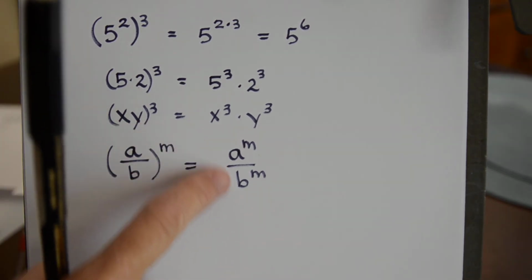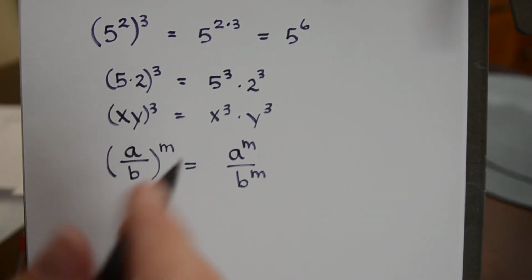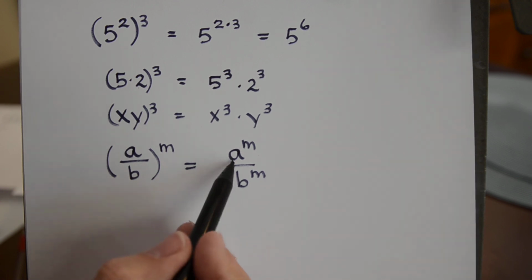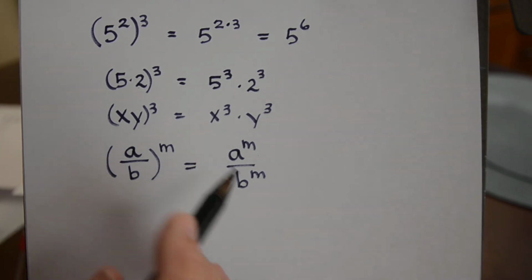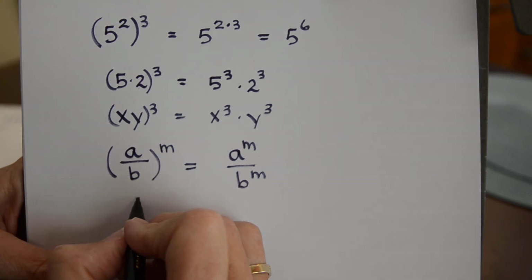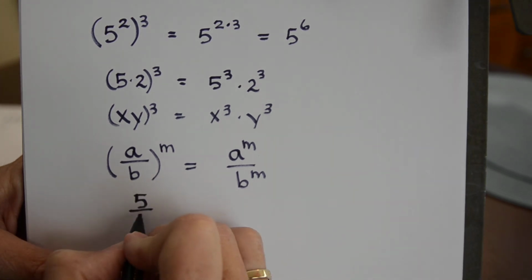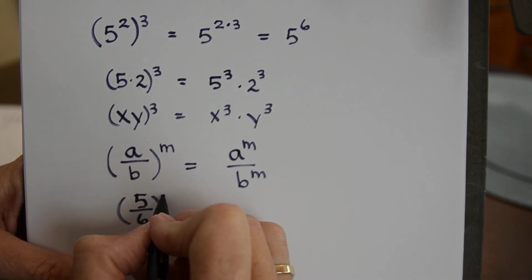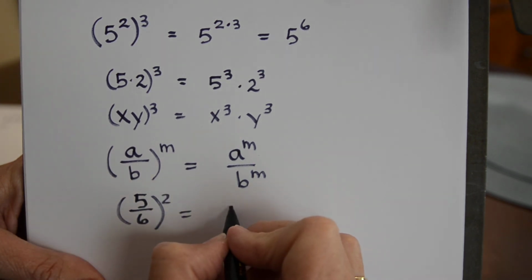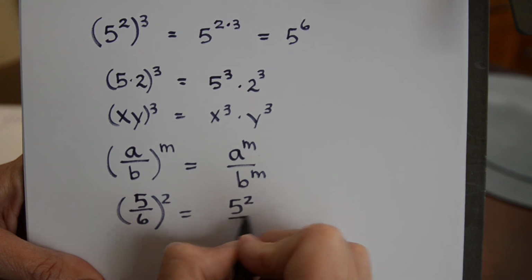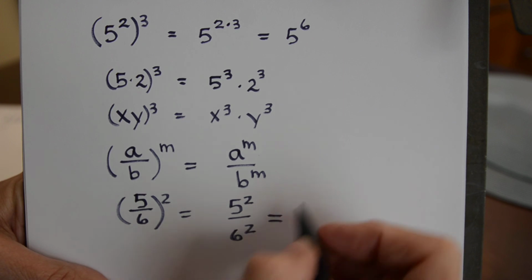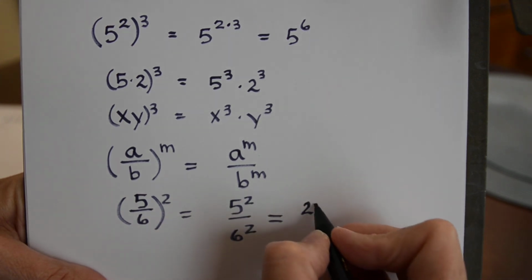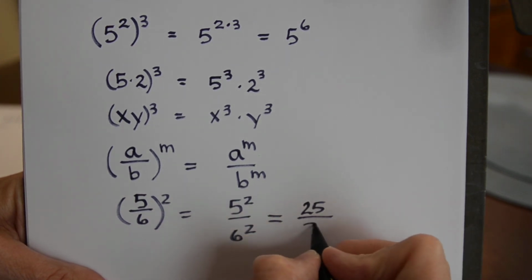Now, I can't do any of my subtracting like I did before because these are two completely different bases. So this might be a 5 and this might be a 6, so I couldn't do anything with them at that point. But if I were using a 5 over a 6 and raising it to the 2nd power, the answer here would become 5 squared over 6 squared. And at this point, you would just have to do the math, and you'd end up getting 25 over 36.